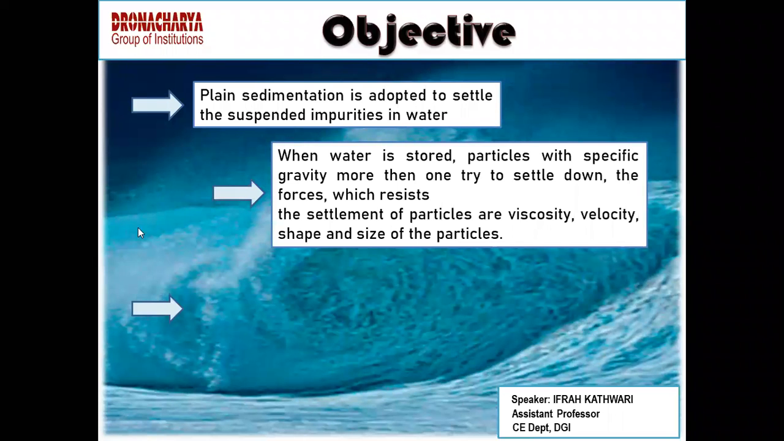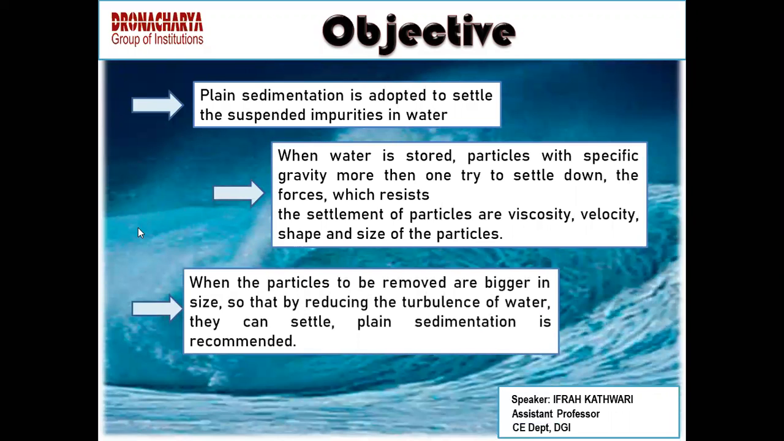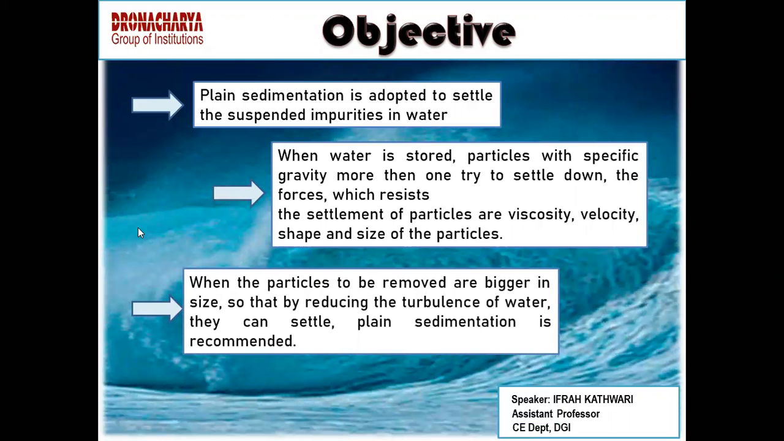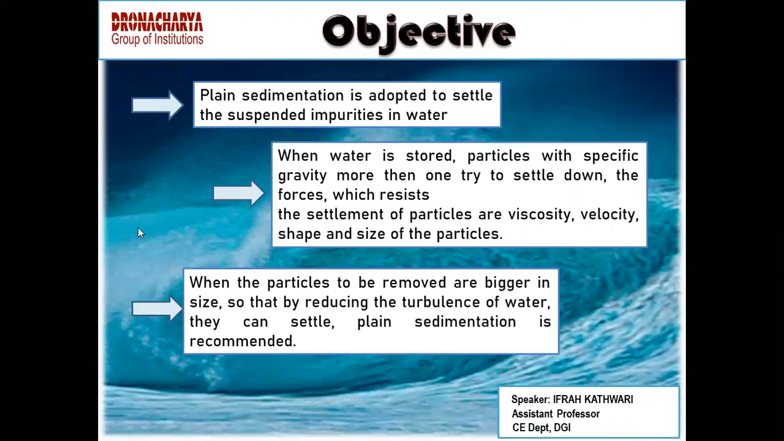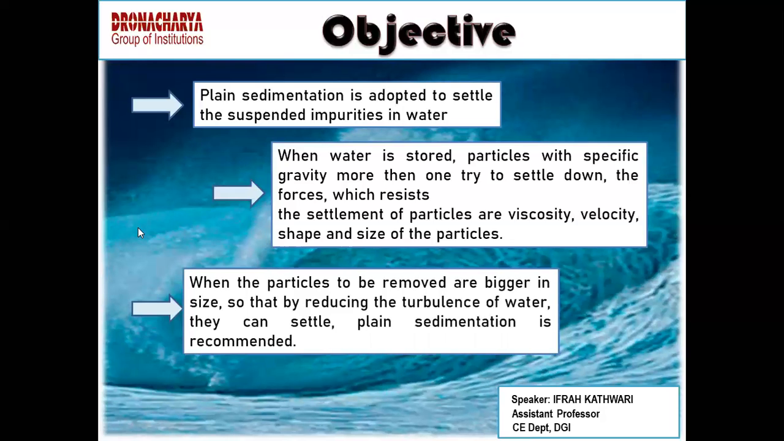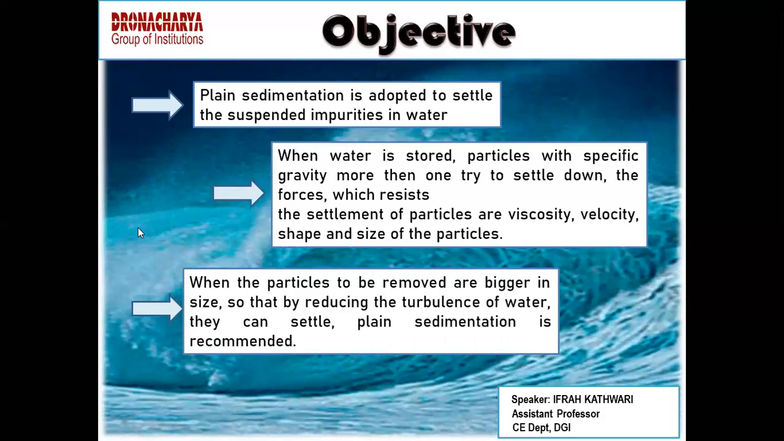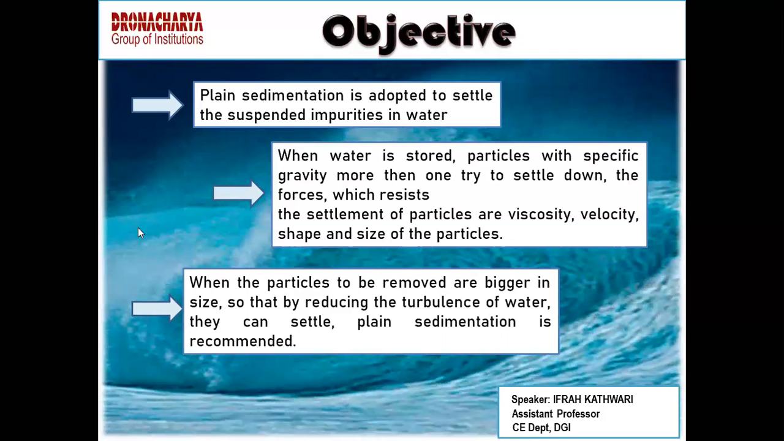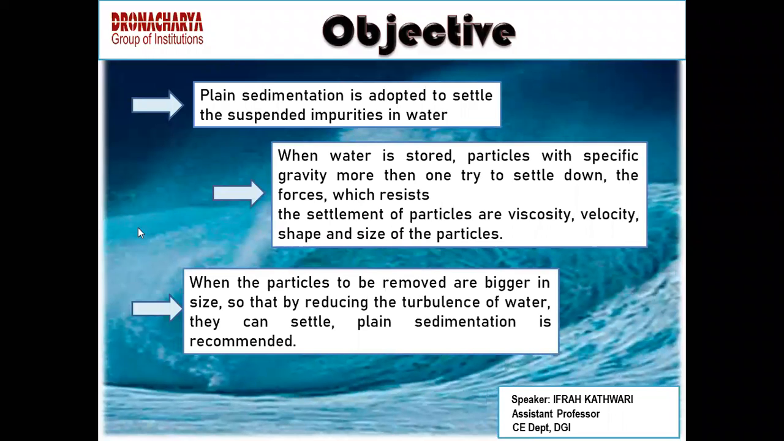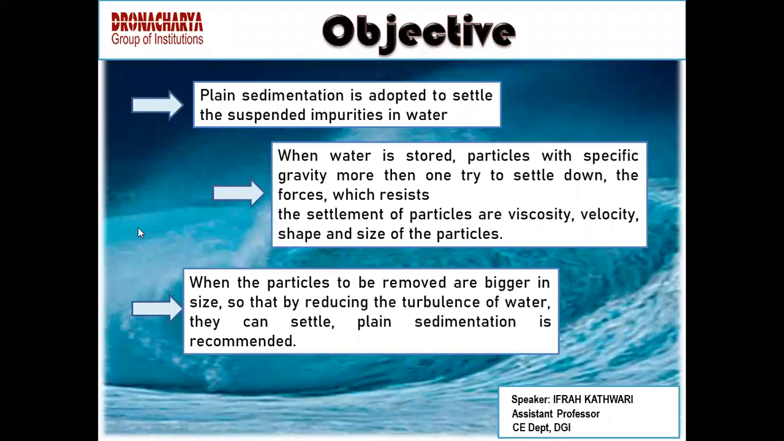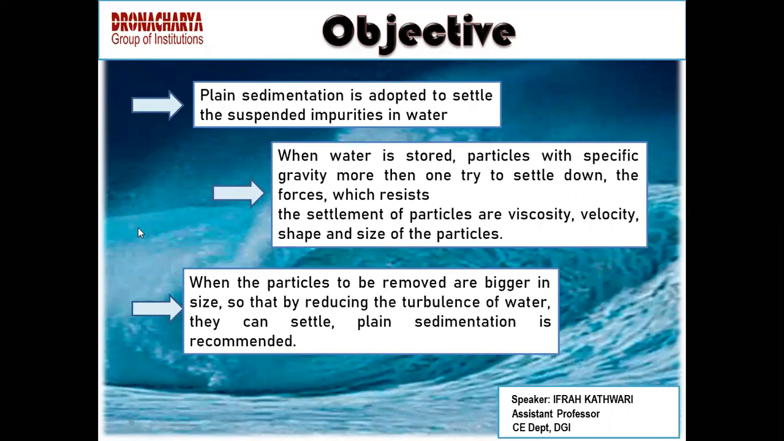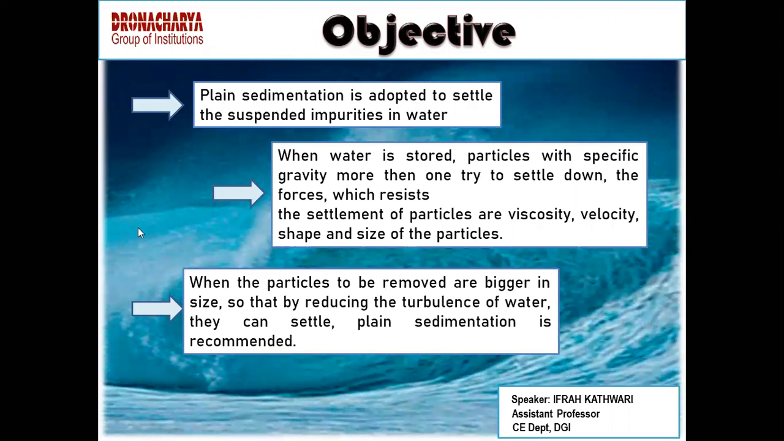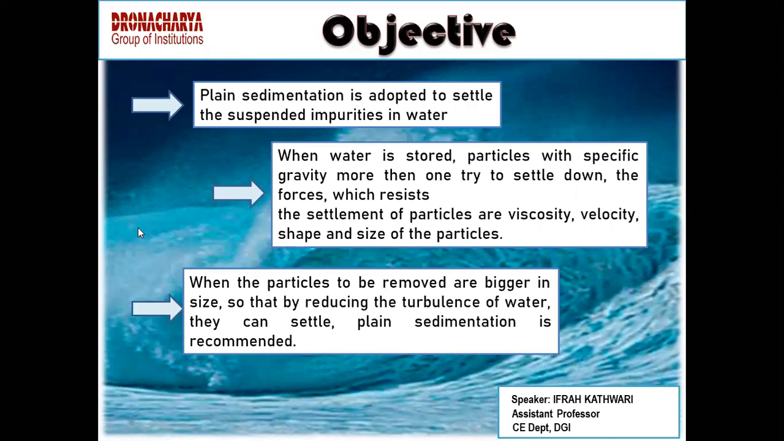So when the particles that are to be removed are bigger in size, we need to reduce the turbulence of water, as in we need to reduce the flow velocity of water. Due to the flow of water, the layers of water keep on changing, right? So there is a certain vibration of water in this process. Okay, there will be turbulence. Due to turbulence, particles won't settle down. If you reduce the velocity, or reduce the turbulence of water, particles will move down and settle at the bottom.